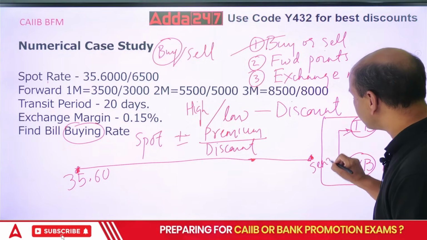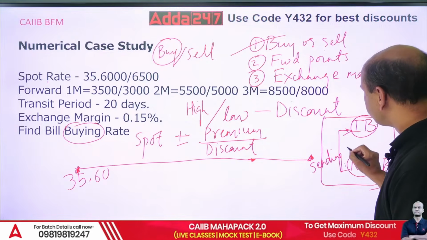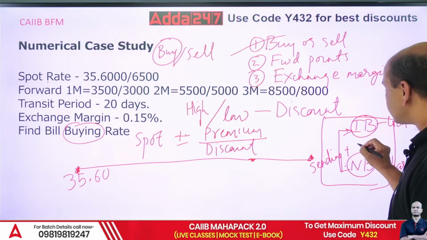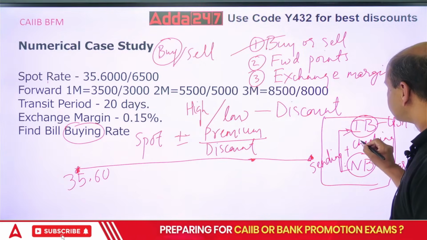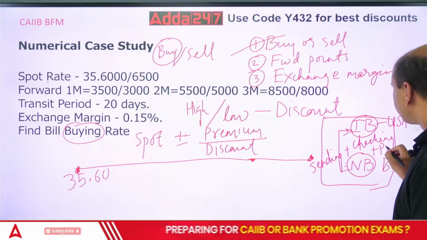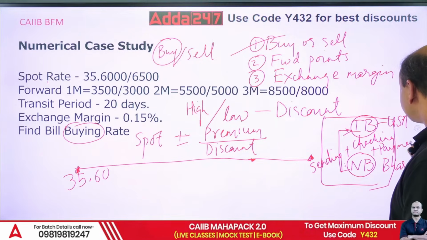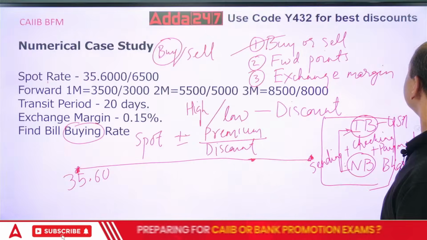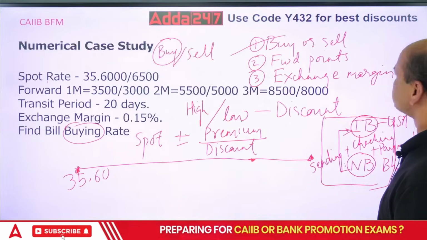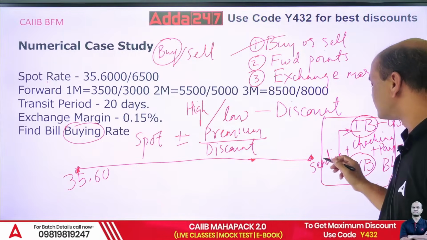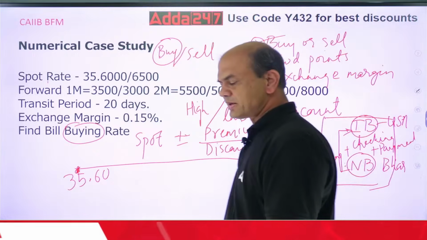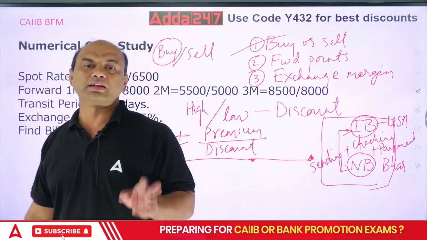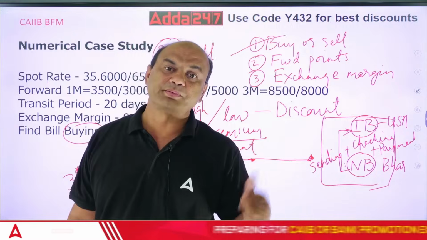So this time period: transit, plus issuing bank checking days, plus payment. 3 parts are included in this. Kindly note. So sending plus checking plus payment. 3 parts. Everyone pay attention. All the 3 are included in this transit period.